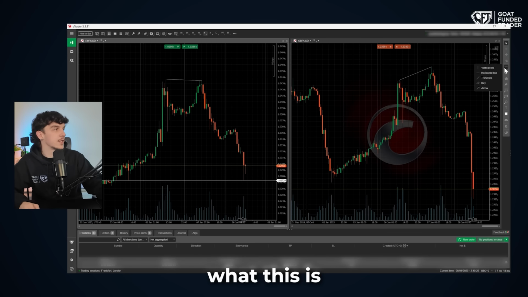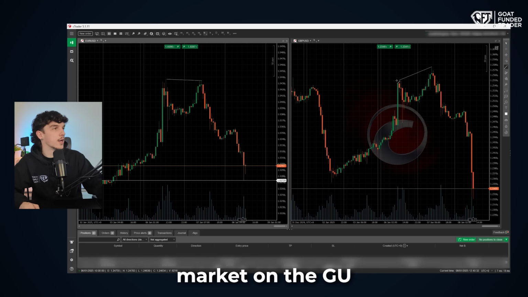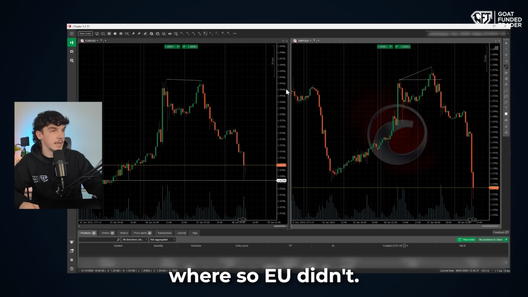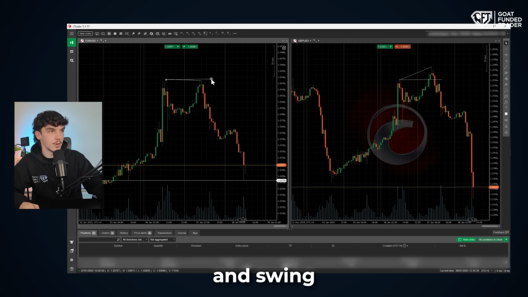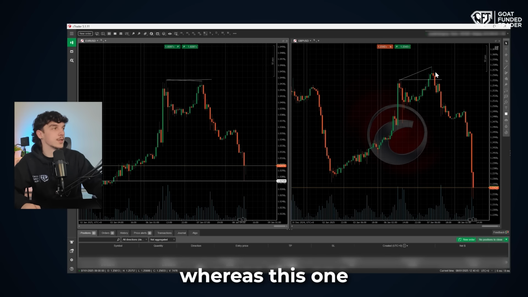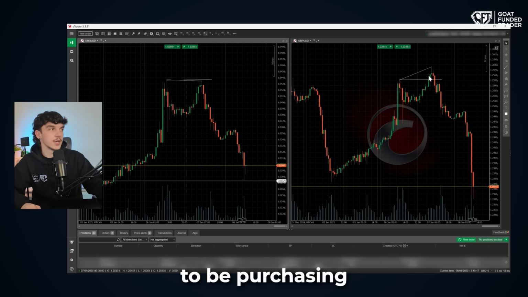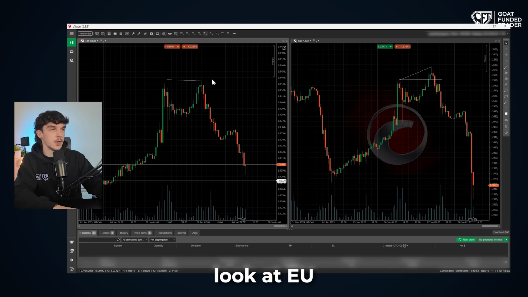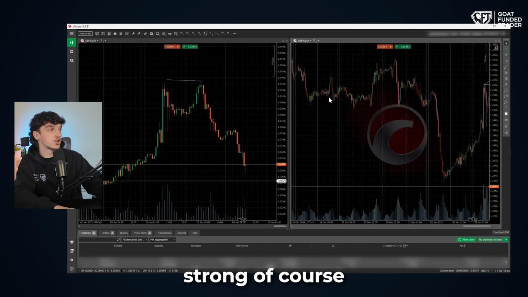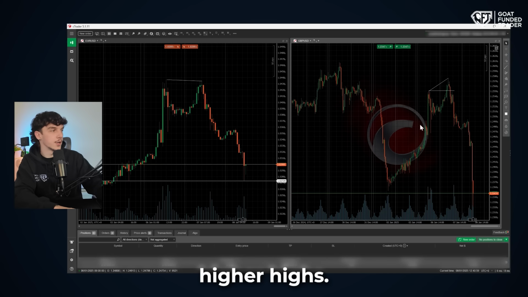So therefore, what this is telling us is that the market on GU needed to go sweep a level of liquidity where EU didn't, right? So it didn't go and sweep this high and it actually created a lower high. So it failed this level of supply, whereas this one broke it. And what this is telling me is that most people are probably going to be purchasing this buy here. And of course, EU is looking weak. So we're going to look at EU and go, okay, that's really weak. GU is looking really strong, of course, because it's creating higher highs, it's pushing up.